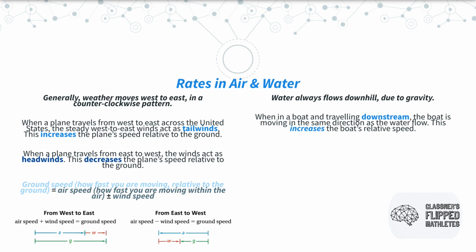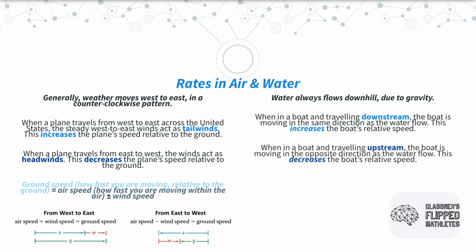This increases the boat's relative speed because not only are you pushing through the water at the boat speed, but the water is also moving in and of itself, so you add those two speeds together. When you're going upstream, the very common example we're taught about in school is salmon swimming upstream. That's when you're moving opposite the direction of water flow. The water's going downwards, you're going up, and so you're fighting against the water current. Because you're fighting against it and it's moving in the opposite direction, it decreases the boat's relative speed.